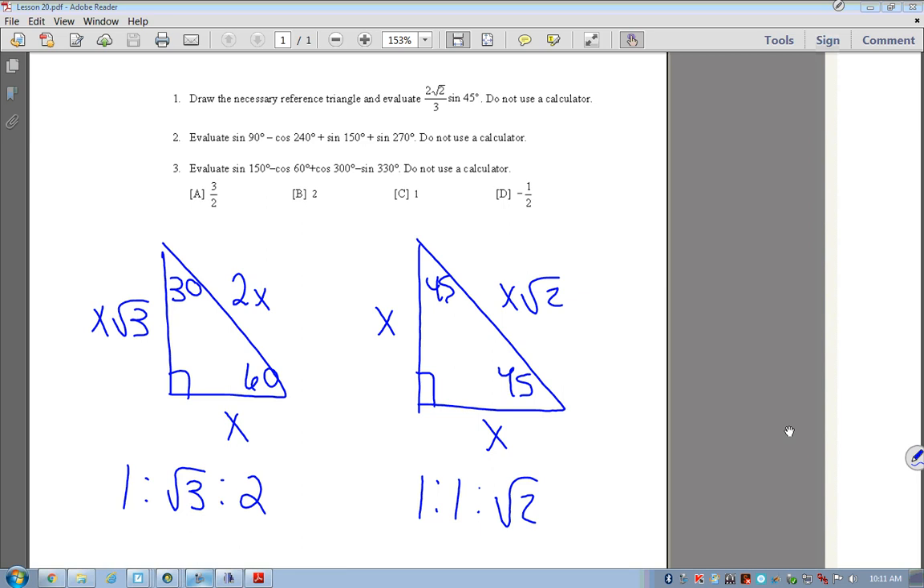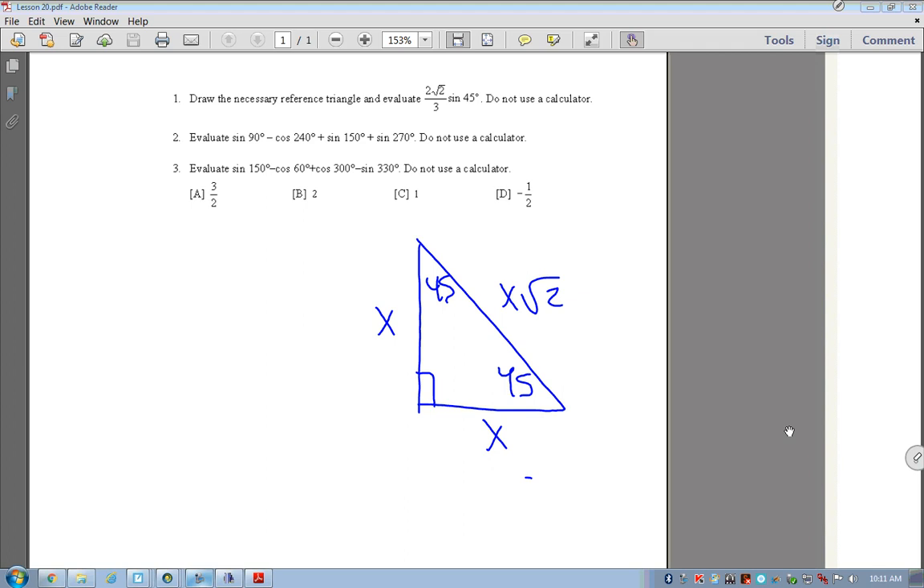What I'm going to do is erase some things in here. I'm going to get rid of the 30, 60, 90. It needs me to draw a reference triangle. So that's my reference triangle. I can make it any size, any orientation, but that's a 45, 45, 90 triangle. And what they're describing to me is sine of 45 degrees.